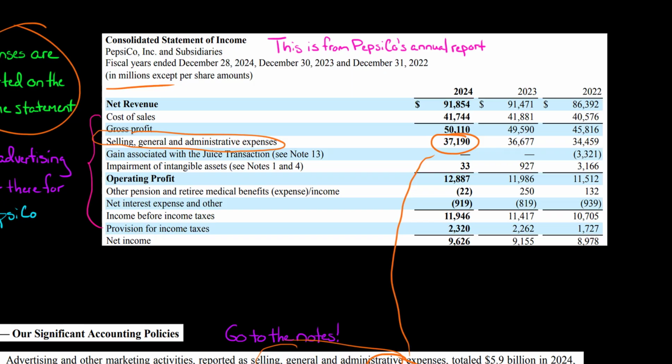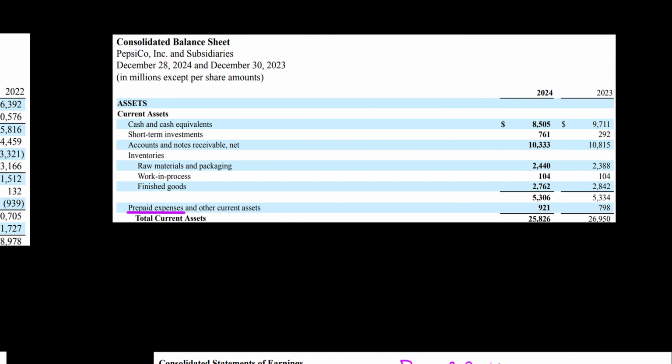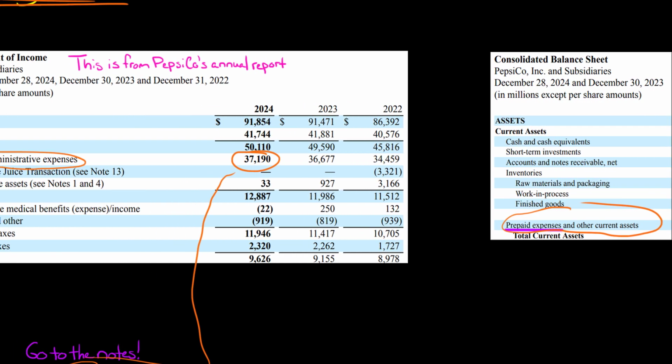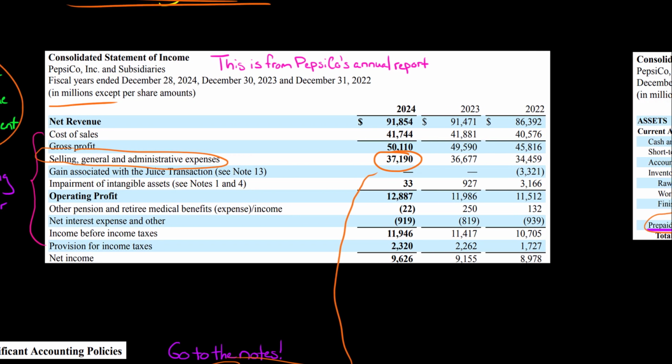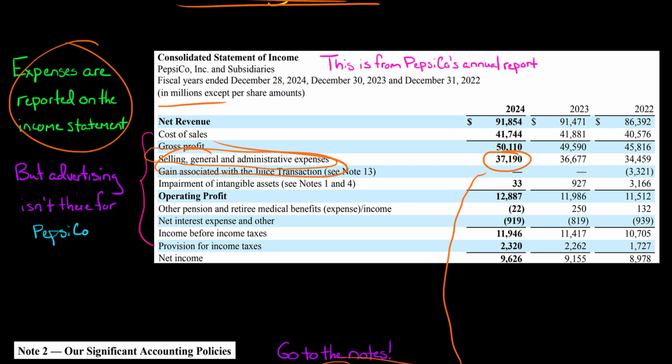So that is going to be on the balance sheet. It said it was under prepaid expenses. Right here, prepaid expenses and other current assets, PepsiCo had $921 million as of December 28th, 2024. And it was saying that $58 million of that $921 million is deferred advertising costs. So they spent money on ads, but the ads had not been run yet, so it hasn't been expensed yet. But advertising expense, so ad costs that have been expensed, are typically going to be an SG&A expense.